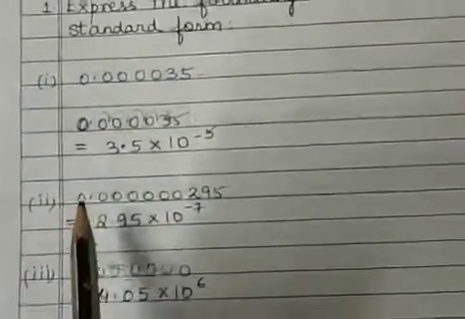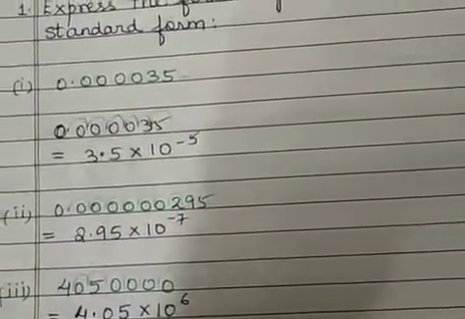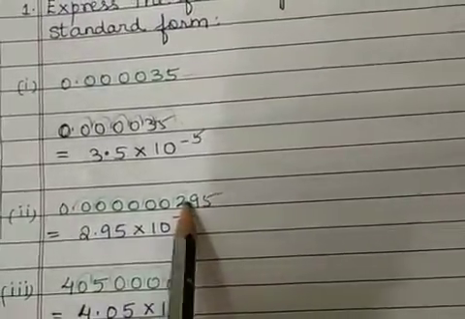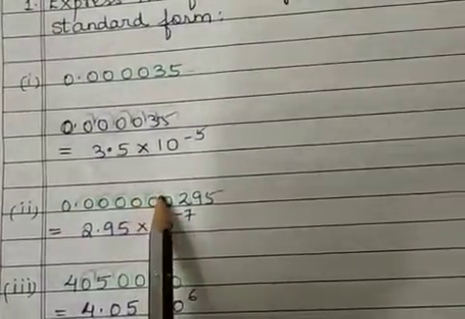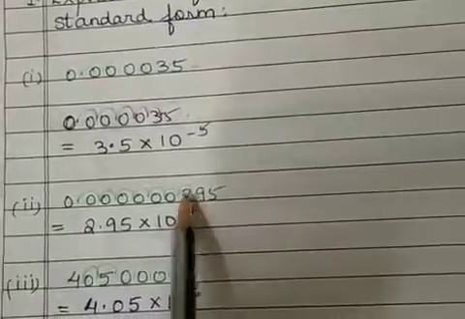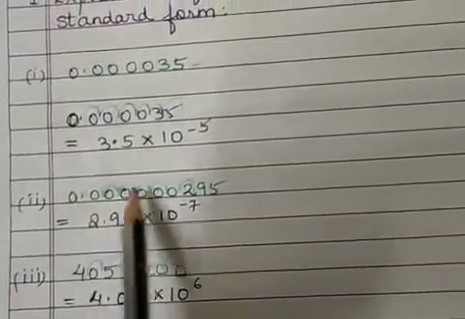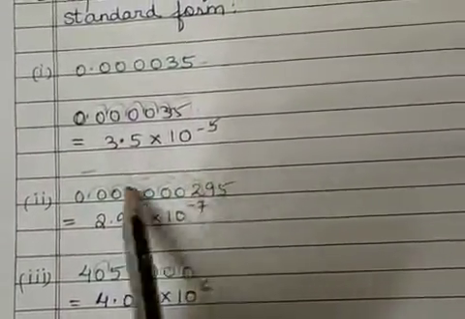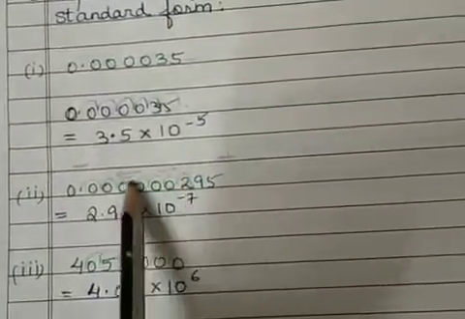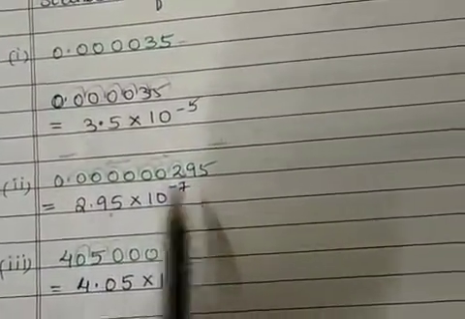Let us take the second example. This is 0.00000295. Now I want to reach this place. So how many places do I have to move? 1, 2, 3, 4, 5, 6, 7. If I move 7 places, I get 2.95 multiplied by 10 raised to. Now to go back there, I have to go 7 places back. If I go to the left side, it is negative. If I come back to the right side, it is positive. Since I am going 7 places back to the left, it is 10 raised to minus 7. So this is the answer.